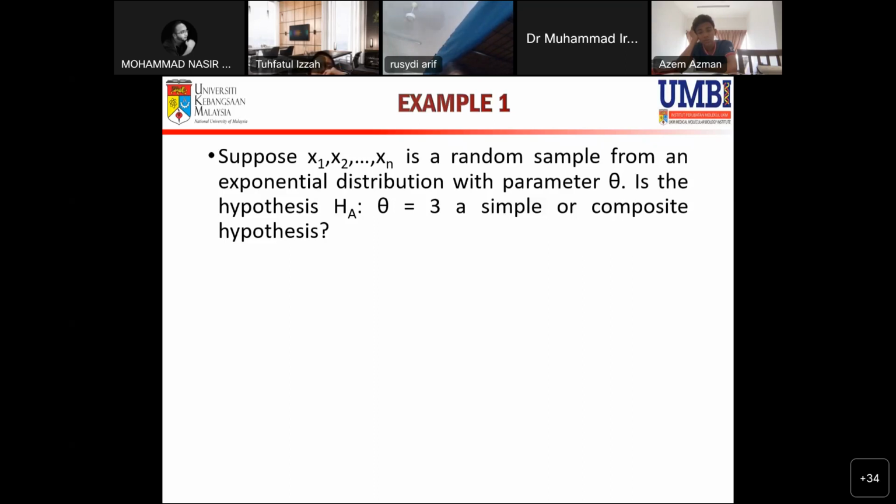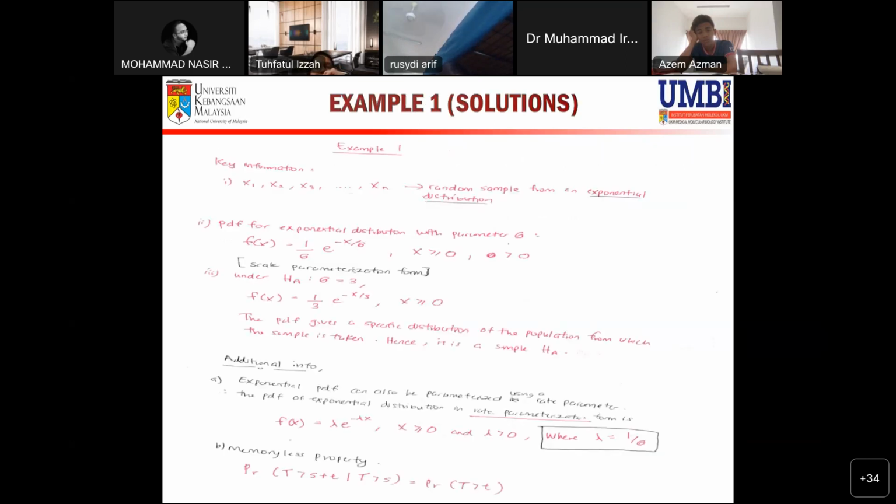So how do we solve this kind of question? Okay, so for example one, the solution is this. The most important thing, before you answer the question, is that you need to find the key information from the example. So in this case, we summarize that in a very simple manner, where the random variables x1 until xn are considered a random sample from an exponential distribution. This is the main key information from the question.